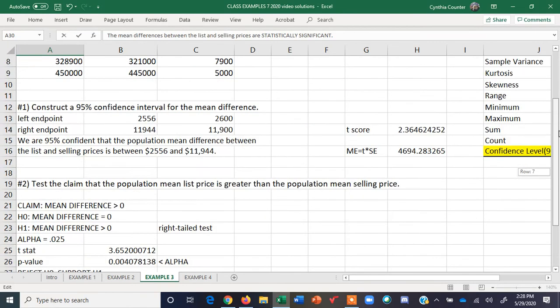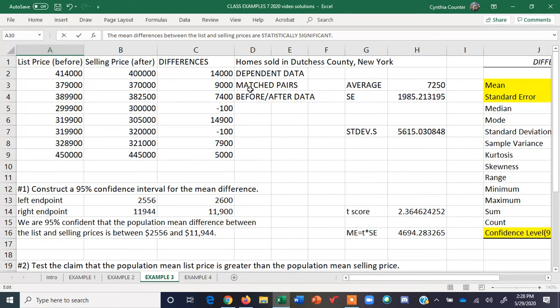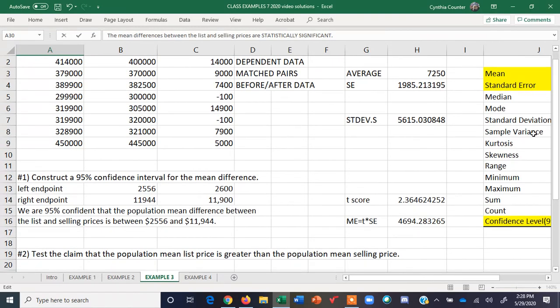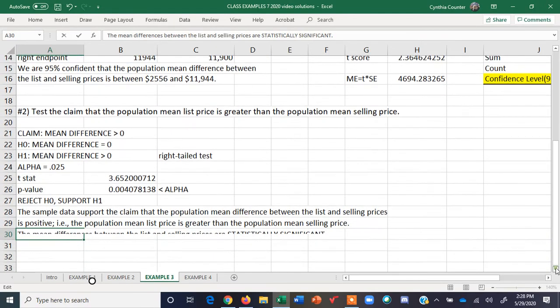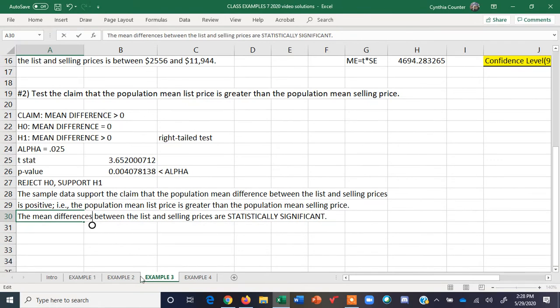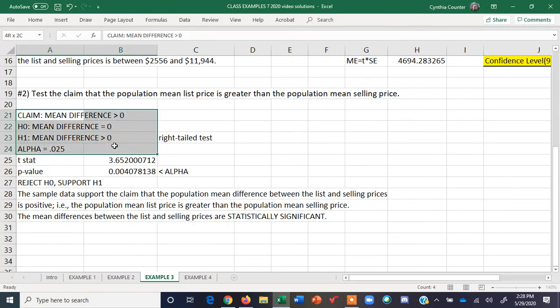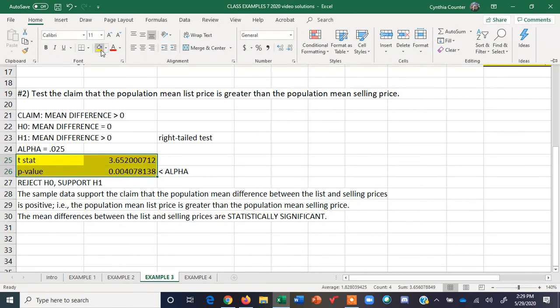So this is a hypothesis test for matched pairs. We used our summary statistics output, so we did use a data analysis tool, but we could even have Excel do the whole hypothesis test for us other than our setup here, right? This is our setup, but we could have Excel compute these values for us. So let me show you how we do that.